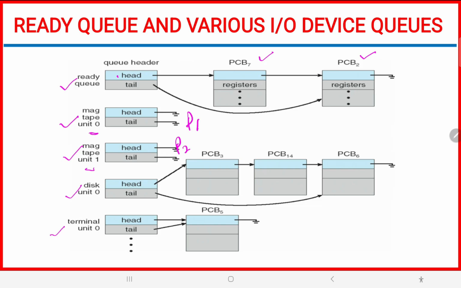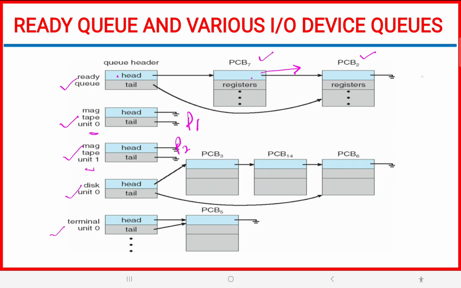So the queue header of the ready queue contains a pointer to the first PCB in the list, that is PCB 7, and each PCB header includes a pointer field that points to the next PCB in the list. When a process is allocated a CPU core, it executes for some point of time and eventually it terminates, or it is interrupted, or it waits for the occurrence of a particular event such as completion of an IO request.